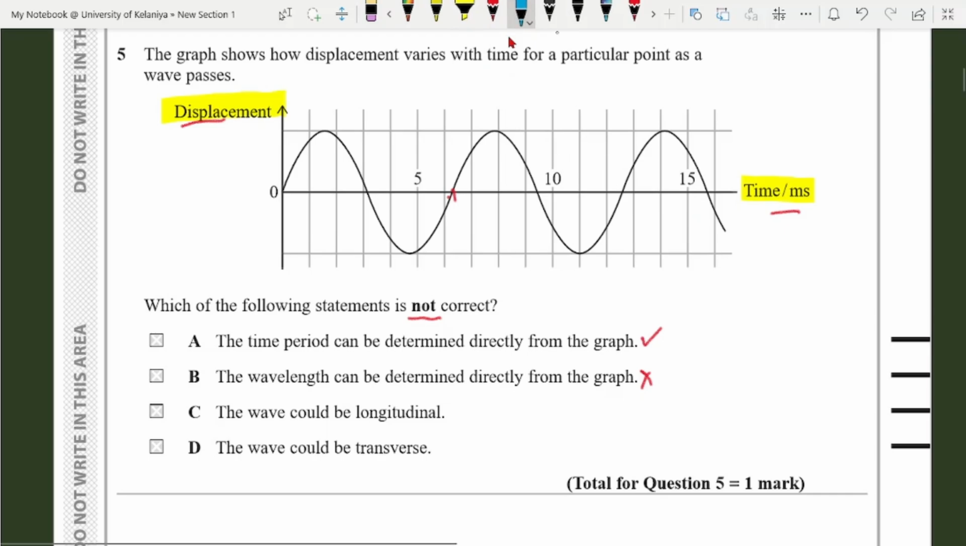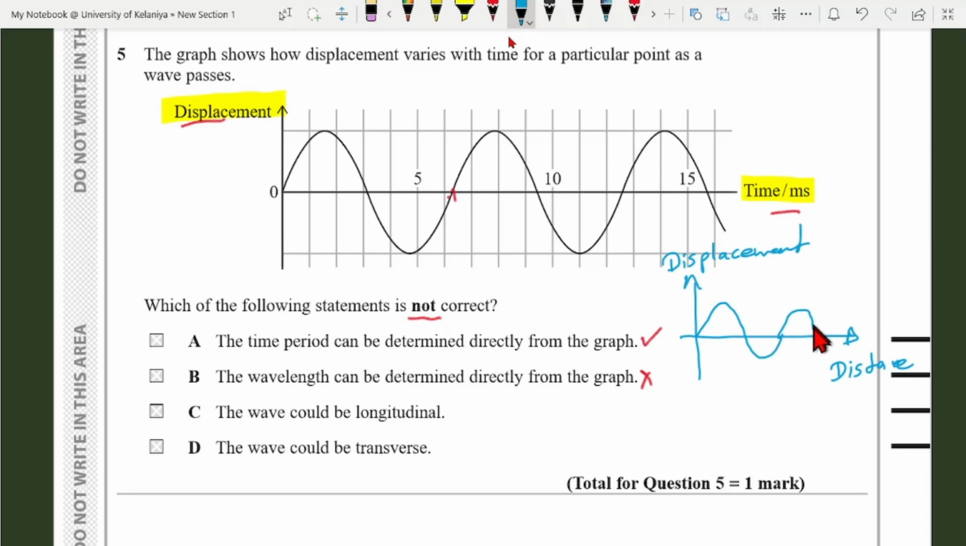Why? To get wavelength, you need a displacement versus distance graph, because if you measure the distance between these two adjacent peaks, it will give you a measurement of length, and we measure wavelength in meters, so it should be a length. Even if you calculate the length between these two, it will give you a time, not a length, right? So the wavelength can be determined directly from the graph is incorrect, so it is the incorrect one.